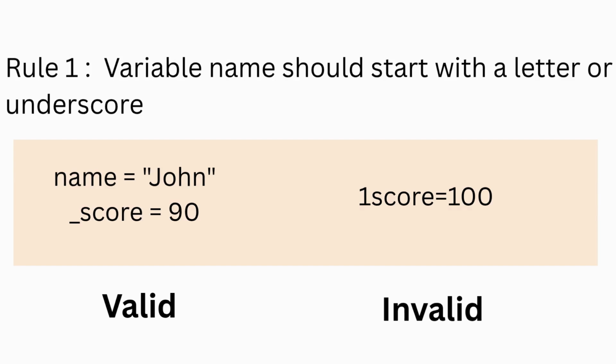There are some important rules we must follow while naming those labels. Just like a supermarket cannot randomly name products with confusing symbols or spaces, Python follows specific naming rules for variables. The first rule is that a variable name should start with a letter or an underscore. If you see the first example, it is a valid one. But in the second example, 1score = 100, if you declare it like that, Python will show an error because variable names cannot start with numbers.